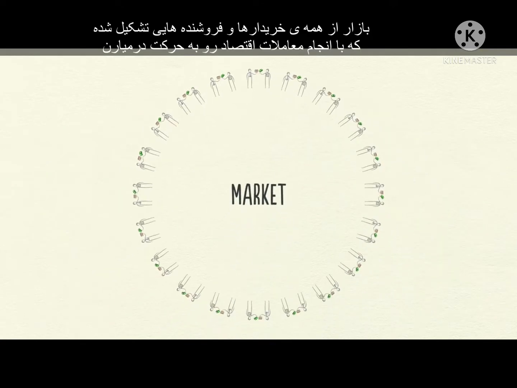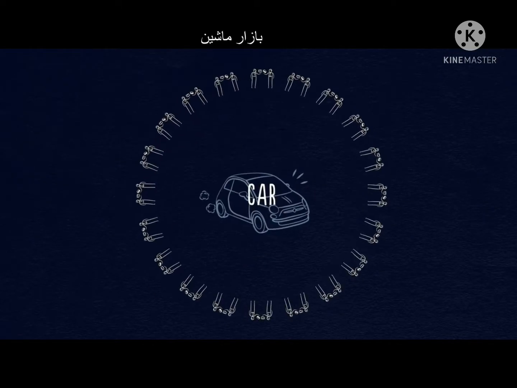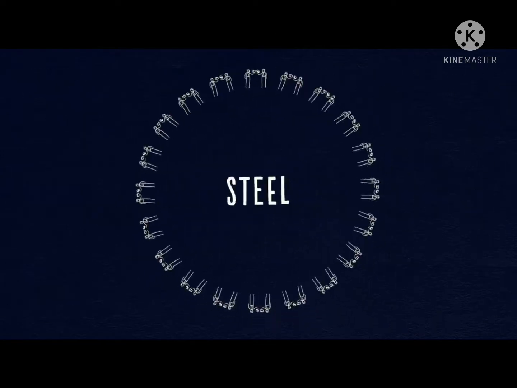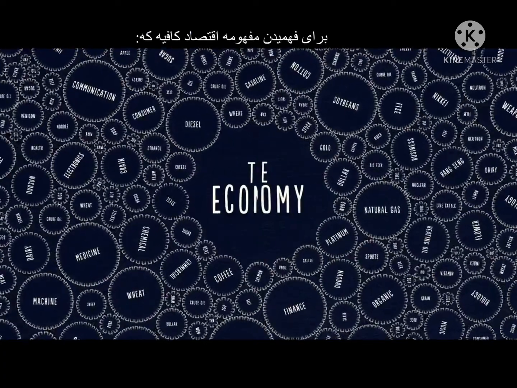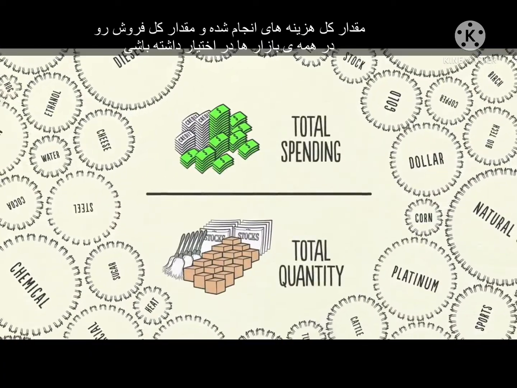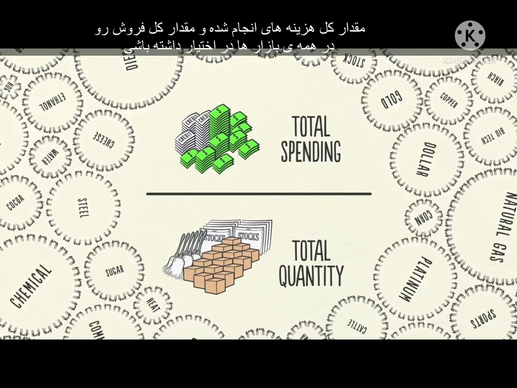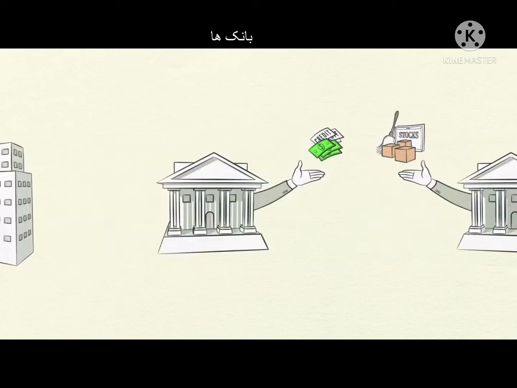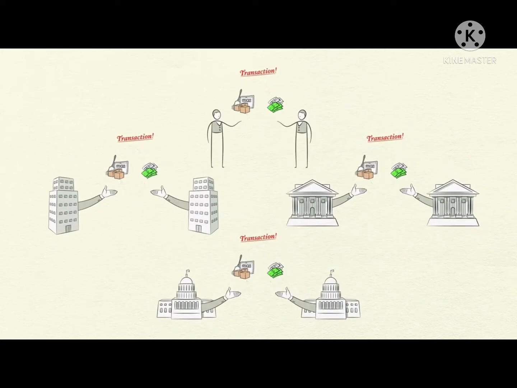A market consists of all the buyers and all the sellers making transactions for the same thing. For example, there is a wheat market, a car market, a stock market, and markets for millions of things. An economy consists of all of the transactions in all of its markets. If you add up the total spending and the total quantity sold in all of the markets, you have everything you need to know to understand the economy. It's just that simple.